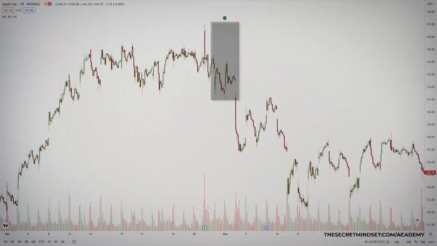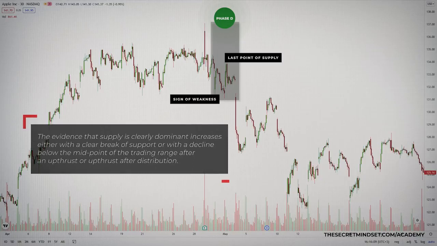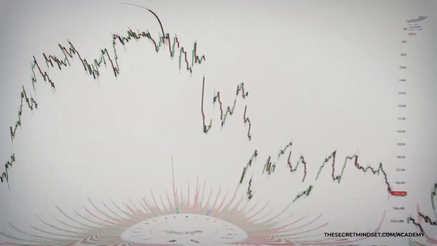Phase D shows us the last signs of demand. Price goes to or through the trading range support. The evidence that supply is clearly dominant increases, either with a clear breakout of support or with a decline below the midpoint of the trading range after an upthrust or an upthrust after distribution. The best strategy in Phase D is to go short at the last point of supply.